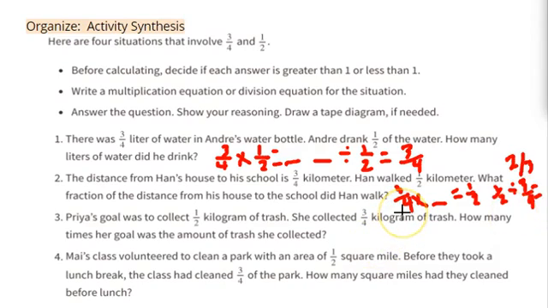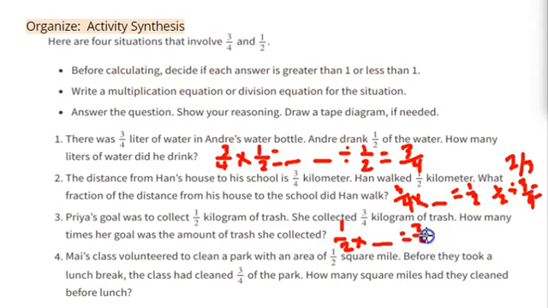Because if you think about it, 3/4 and went 1/2, that's the same as 2/4. So 2/4 out of the 3/4, he's gone 2/3 of the distance. Praya's goal was to collect 1/2 kilogram of trash. She collected 3/4 kilogram of trash. Woohoo! Good job. How many times her goal was the amount of trash she collected? Yeah, on this one, the answer is going to be greater than 1, right? Because we're going to take that 1/2 times whatever she got, and that's going to get us 3/4.